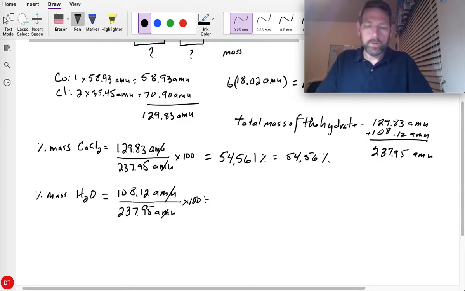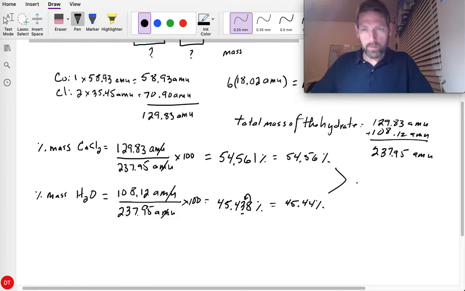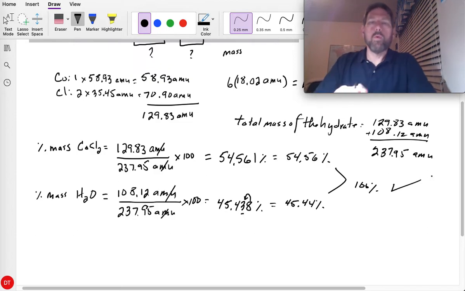Okay. So we got 108.12 divided by 237.95 times 100. We should get 45.438, and we can probably stop right there. We can see that hundredths place there, that 8 would round that up to 45.44%. And if you add both those numbers up, there's your 100%. So what does this tell us?